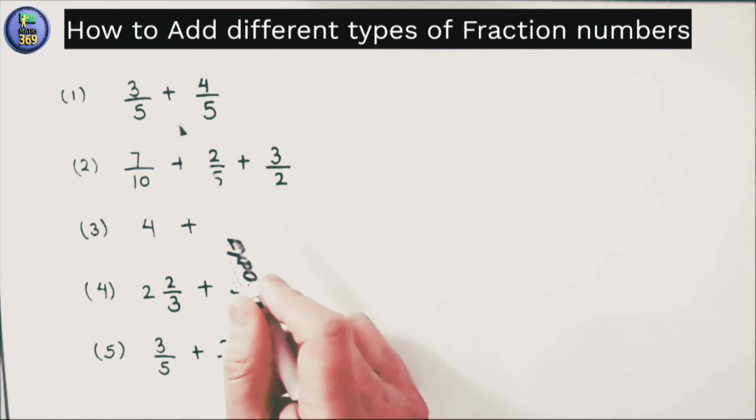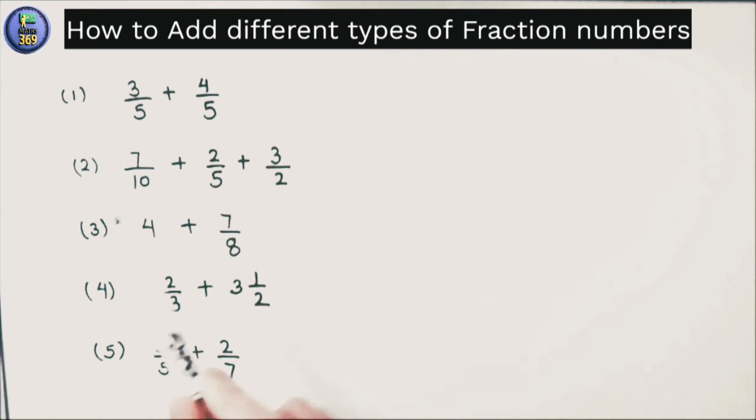The first one is the addition of like fractions. The second one is addition of three fractions. Third one is the addition of a number and a fraction. Fourth one is the addition of mixed fraction. And the fifth one is the addition of unlike fractions. So let's start with our first example.